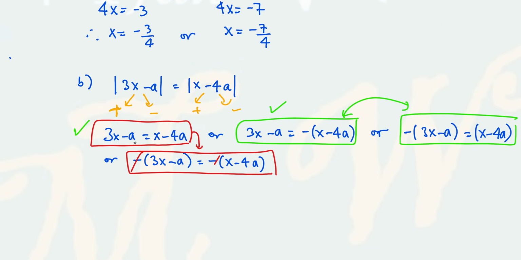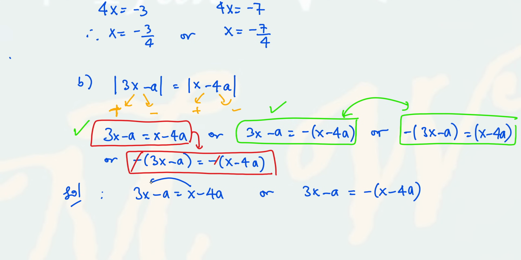So now let's solve this question. My solution is going to be 3x minus a equals to x minus 4a, or 3x minus a equals to negative of x minus 4a. Now I will just group the x together and the constant together. So I will be getting 2x equals to minus 4a plus 1a, that is going to be minus 3a. So now my x will be negative 3 over 2a.